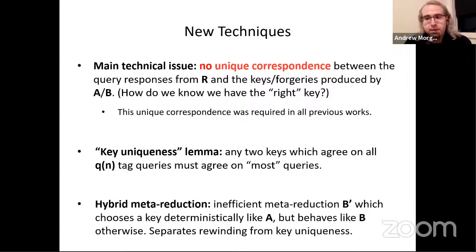Given 5 minutes, this is all the detail I'm able to go into, but of course we encourage interested viewers to watch the full version of the talk or read our paper for a more thorough analysis of our meta-reduction and the techniques I've highlighted here. And with that, I will conclude and thank you for attending the talk.